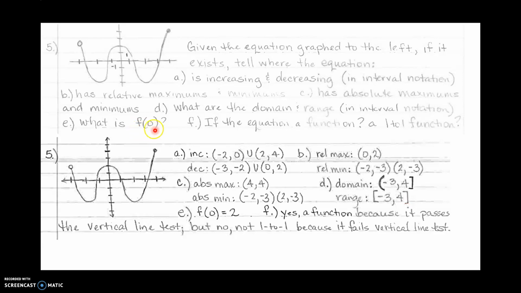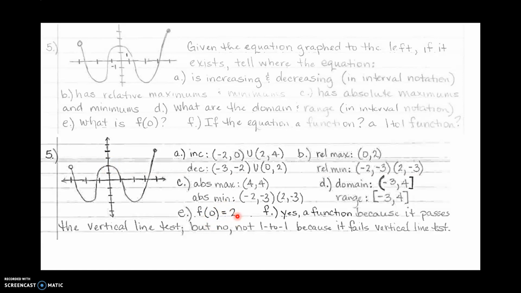All right, then E asked me to find f of 0. So that tells me to put 0 in for x and see what I get for y. So let's come down here to the graph. When x is equal to 0, my y value is 2. That would be the ordered pair (0, 2) right there. So when x is equal to 0, my y value is 2.